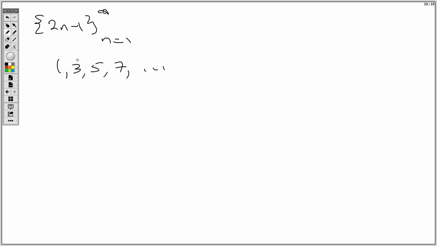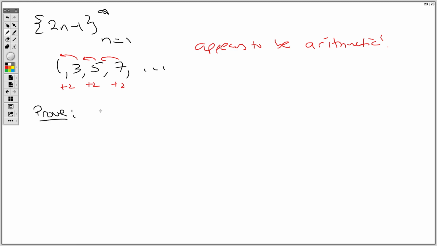If I take 3 minus 1, I get a 2. 5 minus 3, I get a 2. 7 minus 5, I get a 2. So it appears to be arithmetic. Now, how do I prove it's arithmetic? To prove it's arithmetic, I have to show that a sub n plus 1 minus a sub n is always the same number. That's how you prove it's arithmetic.